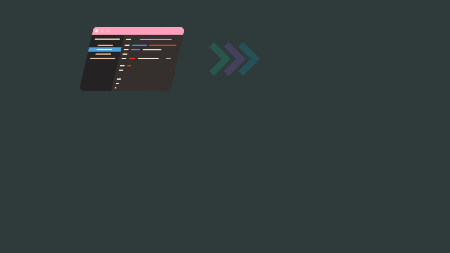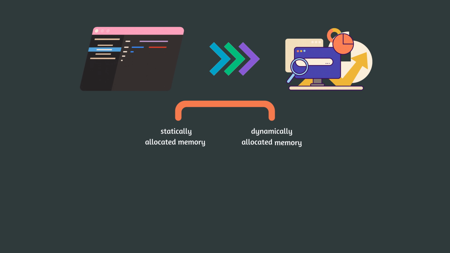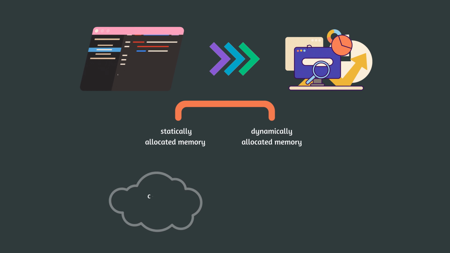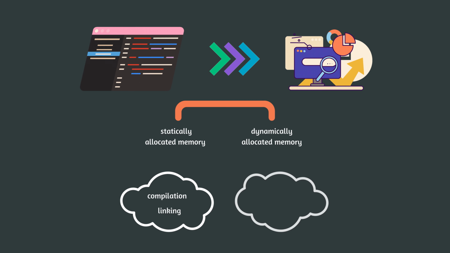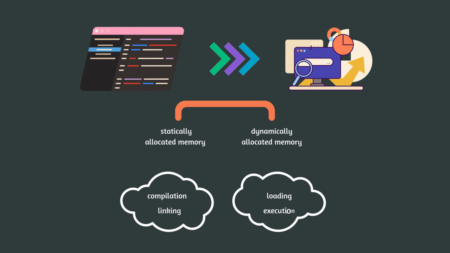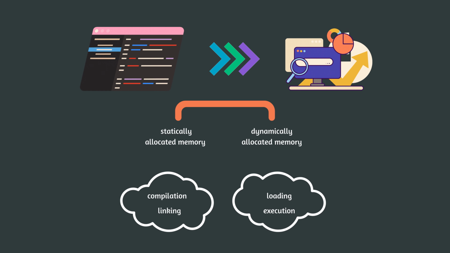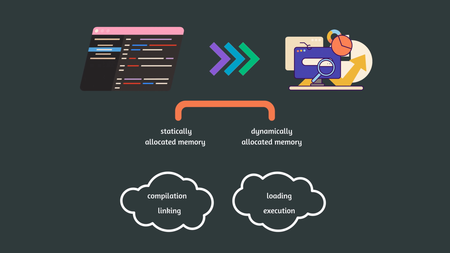When a program is loaded into memory, it has two attributes, statically allocated memory and dynamically allocated memory. Statically allocated memory refers to memory determined during compilation and linking. Dynamically allocated memory is assigned and reclaimed during program loading and execution. Their differences mainly lie in two aspects. Time. Static allocation happens at compile link time. Dynamic allocation occurs during program loading and execution.